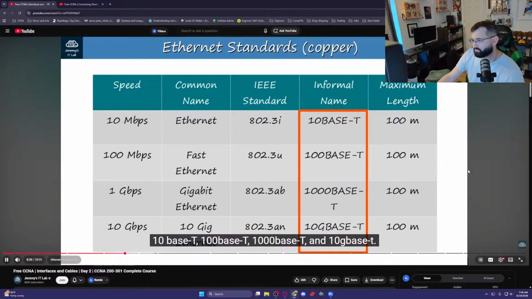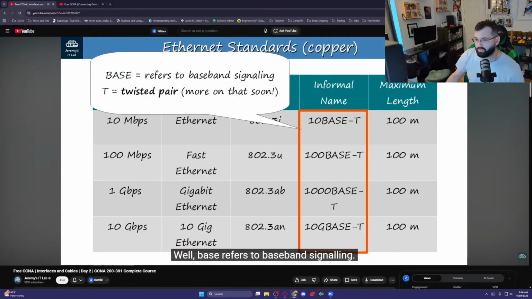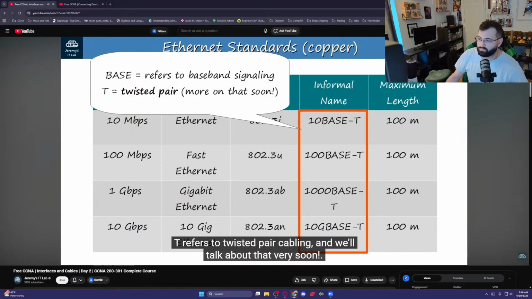1000 base T and 10G base T. The numbers obviously refer to their speeds, but how about base and T? Well, base refers to baseband signaling. That's totally out of the scope of the CCNA, but just so you know the meaning. T refers to twisted pair cabling, and we'll talk about that very soon.